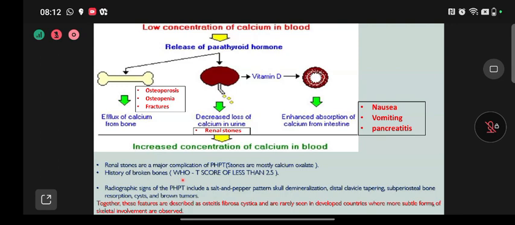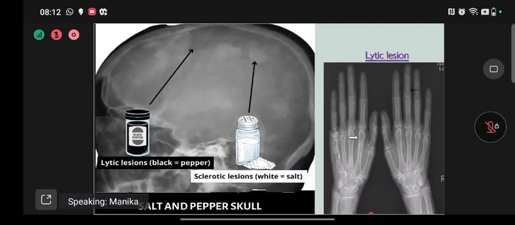According to the WHO score, a T score of less than -2.5 is considered osteoporotic. Then radiographic signs of PHPT include a salt and pepper pattern, distal clavicle tapering, and subperiosteal bone resorption. Together, these features are described as osteitis fibrosa cystica and are rarely seen in the developed countries, where more subtle forms of skeletal involvement are observed. So this is the typical salt and pepper skull involvement in primary hyperparathyroidism. The lytic lesions they refer to as the paper appearance, and the sclerotic lesions are the salt one. Then the lytic lesions in the metacarpals of the right hand or of the left hand.